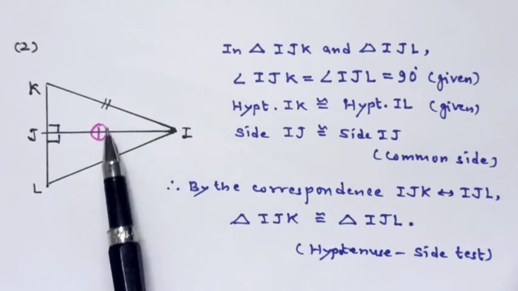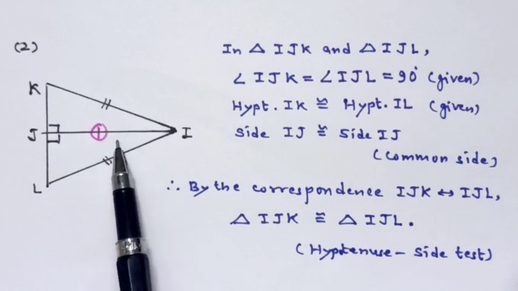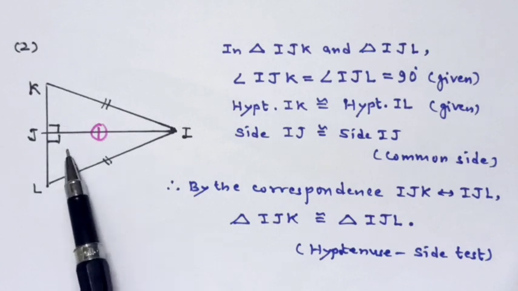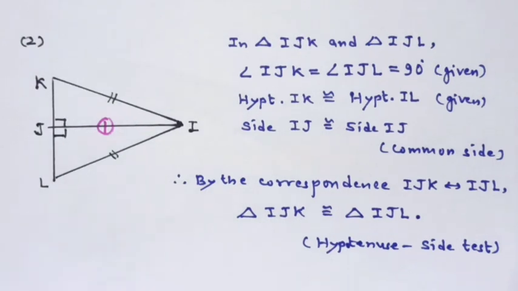So you have two triangles. One thing is, these two triangles are right angle triangles. Once you get a right angle triangle, chances are that you can use the hypotenuse side test. So I'll try the hypotenuse side test.